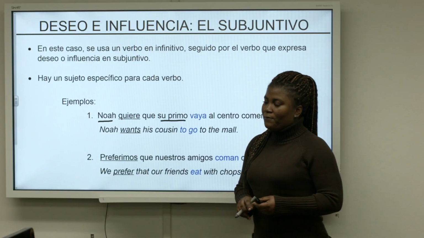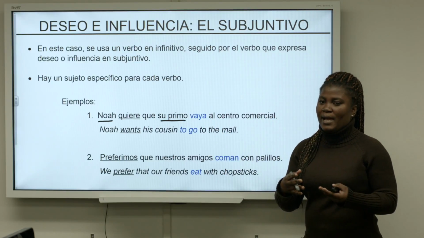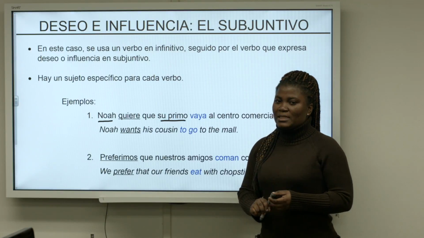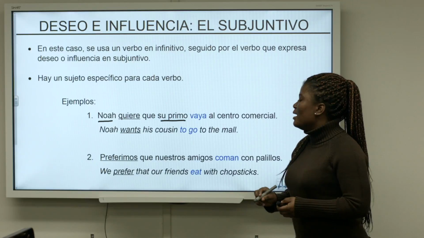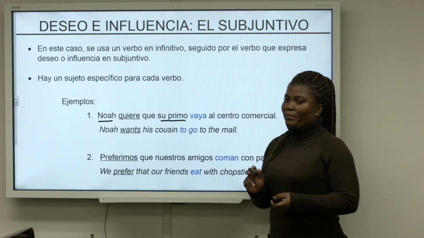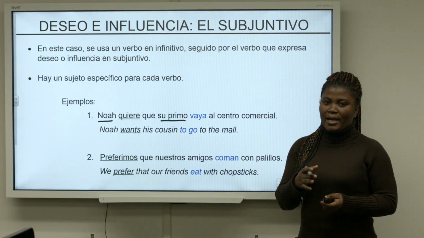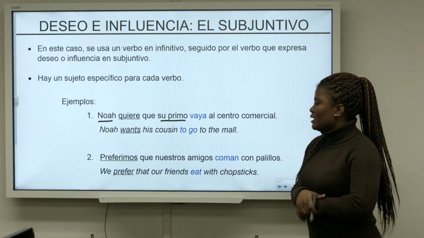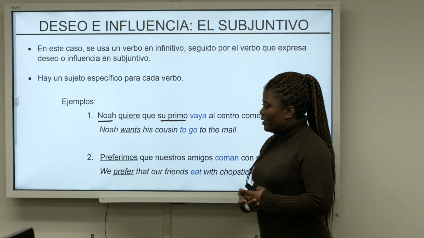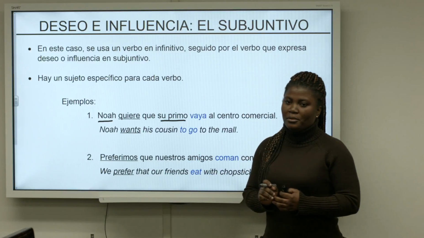So for the first verb we have querer, which expresses desire. This is the verb that will be conjugated in the present indicative tense. And then the second verb, vaya, the one who's fulfilling the desire of the first subject, would be conjugated in the subjunctive. Second example, preferimos que nuestros amigos coman con palillos.